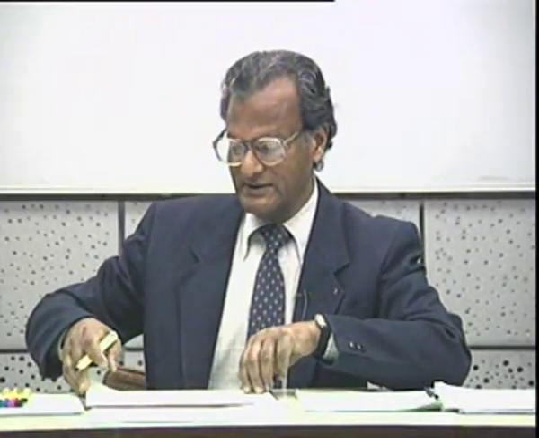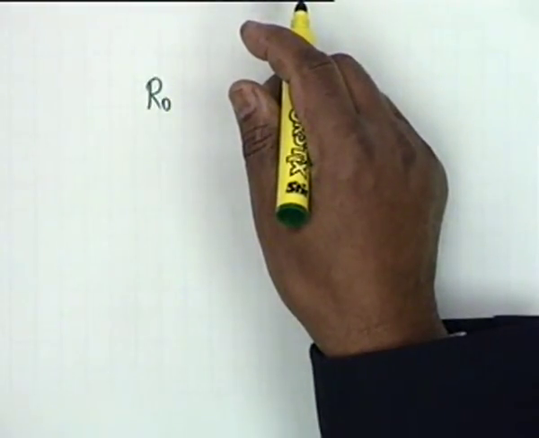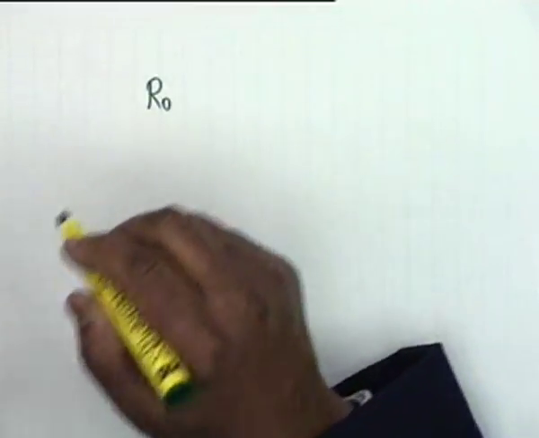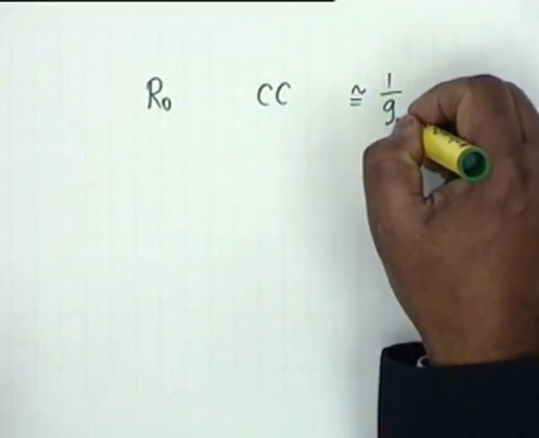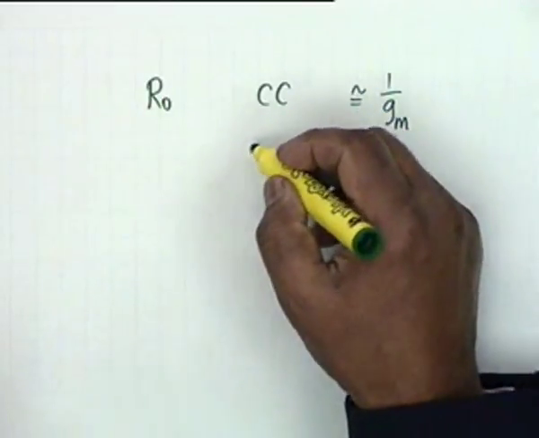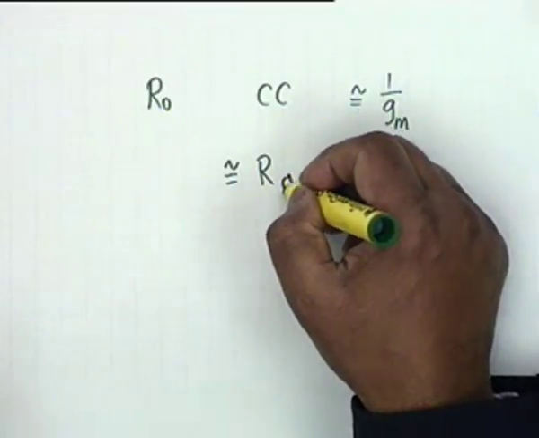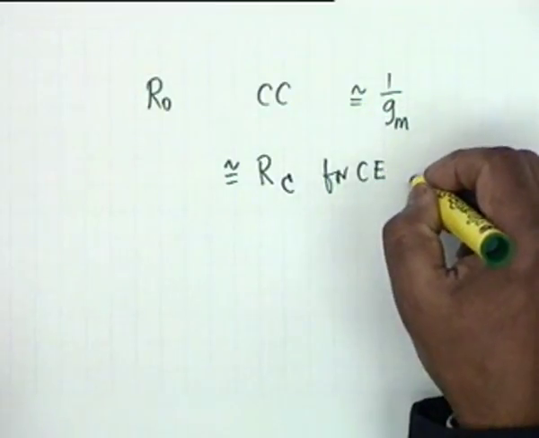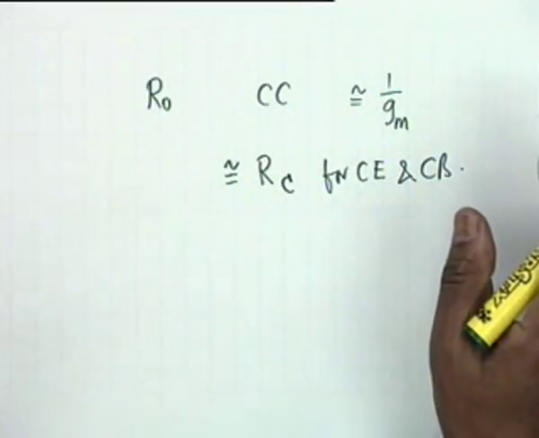As far as R0 is concerned, which configuration has the lowest R0? Common collector. And the R0 is of the order of 1 over gm. For the other two configurations, they are approximately equal to RC, for CE and CB. And whatever we have said so far about common emitter also applies to common source. Common base also applies to common gate, and common collector also applies to common drain.